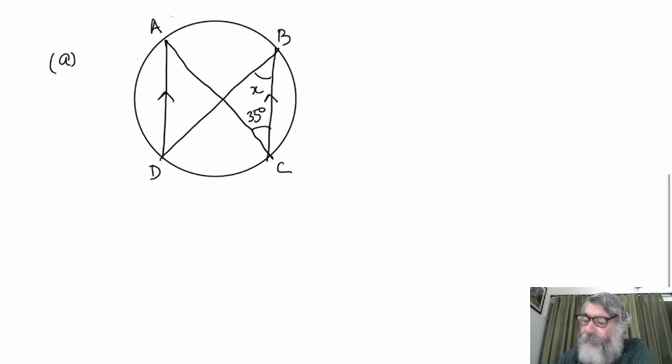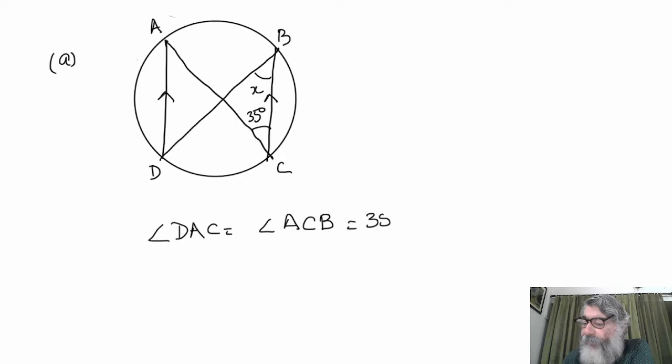This arrow indicates lines being parallel. So when two parallel lines are cut by a third line, they make alternate angles equal. They also make corresponding angles equal. Here I am getting alternate angles equal. Like angle DAC will be equal to angle ACB, which is 35 degrees. Alternate angles.